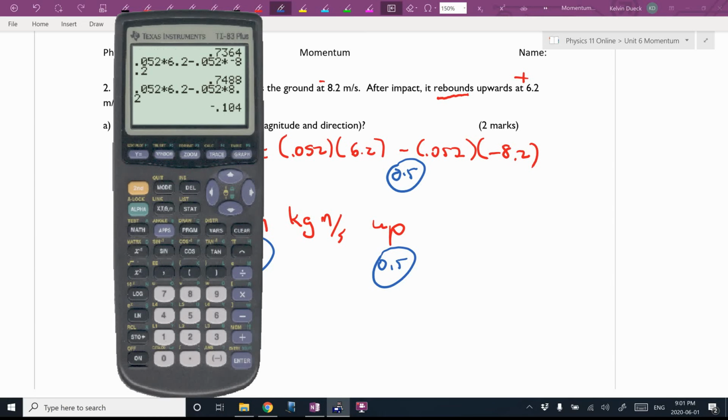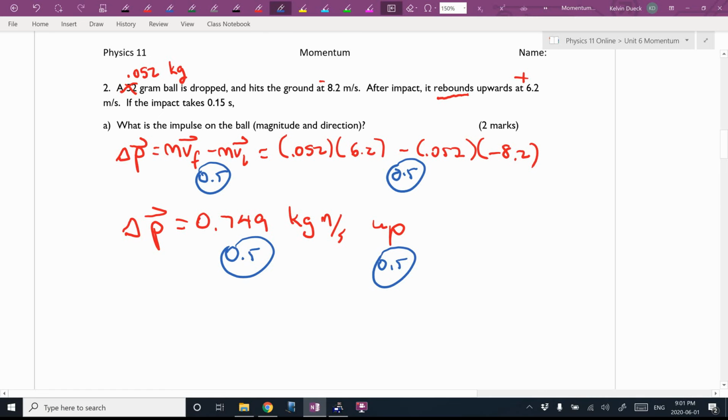negative 0.104. So I would say this, 1 mark for 0.104, positive or negative, because it depends which way you let be positive, which way you let be negative.